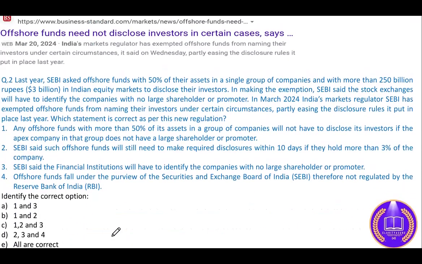See, a news item appeared in Business Standard regarding offshore funds: offshore funds need to disclose investors in certain cases. Regarding this, a regulation has come. Last year there was a regulation by RBI, SEBI, and this year some modifications in that regulation have come. So let's try to solve this question through this MCQ.